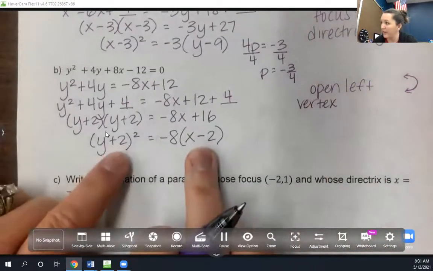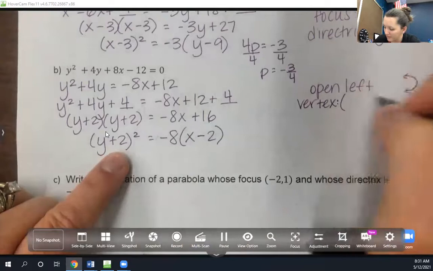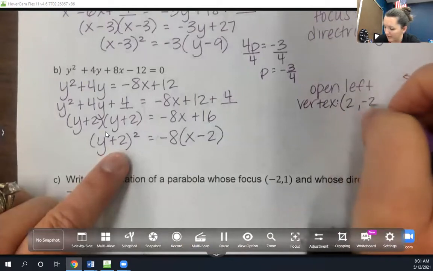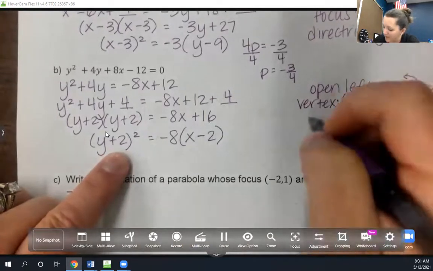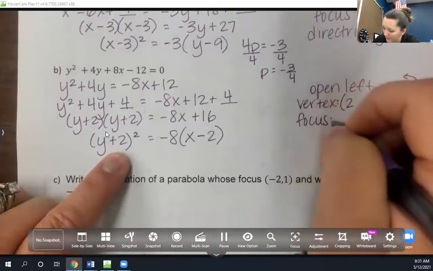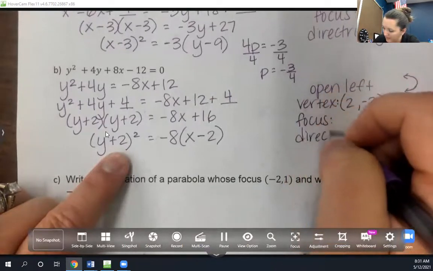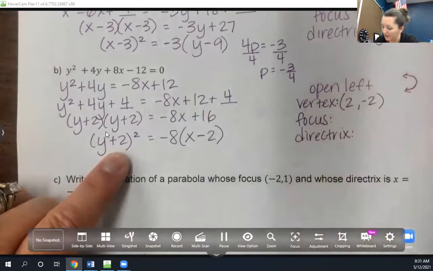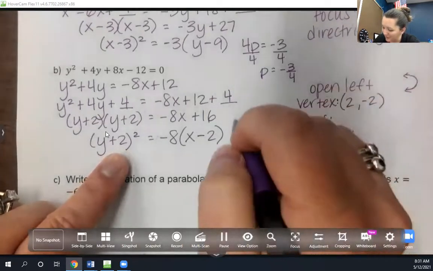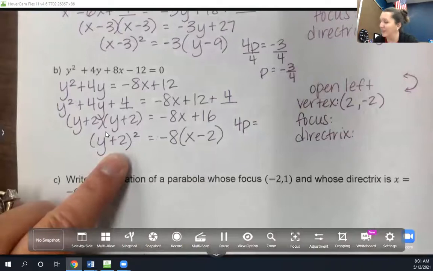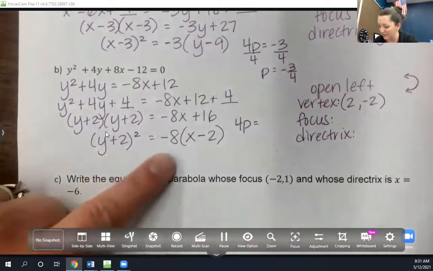All right, vertex, gotta identify that. Notice x value, y value, always stays with your x and y. So we have a 2 and a negative 2 for our vertex. Our focus and our directrix are dependent, every time I gotta think about how to spell it, on our 4p. P is the length from the vertex to the focus and directrix.